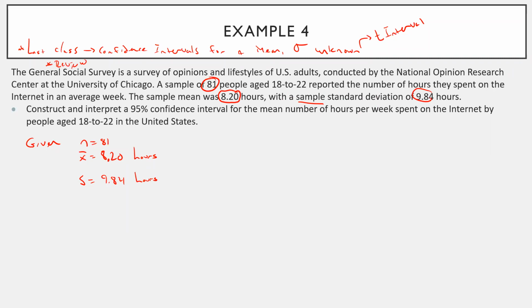All right, the sample standard deviation, that's S, is equal to 9.84 hours. Next, it says construct and interpret a 95% confidence interval for the mean number of hours per week spent on the internet by people aged 18 to 22 in the United States.